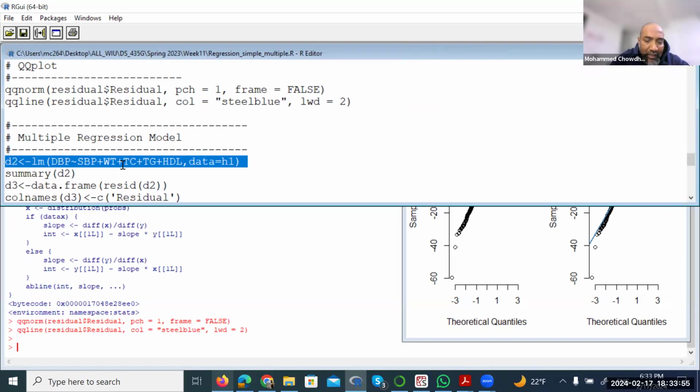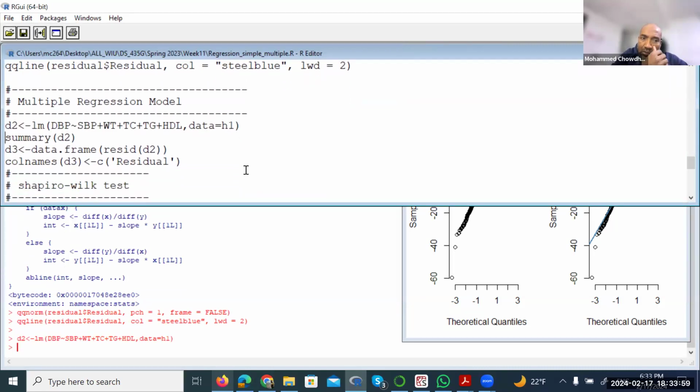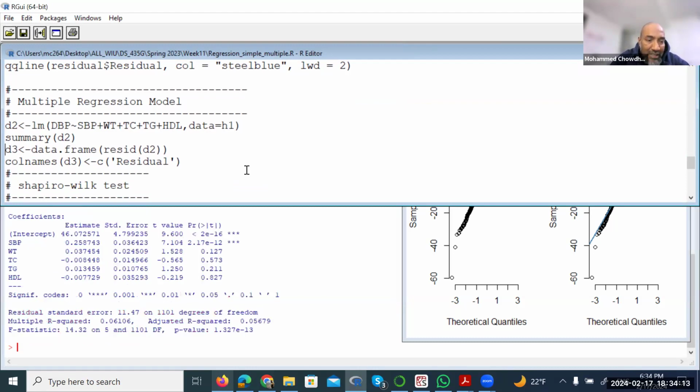So again, same data. And in this data, I took SBP, WT, TC, TG, HDL as my independent variables. We want to see the combined effect of these four variables over DBP. And our summary statistics is showing us these things.